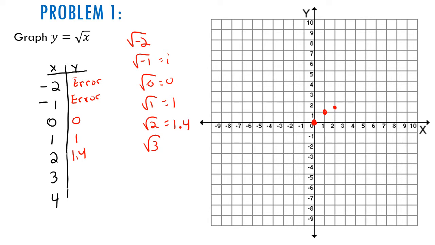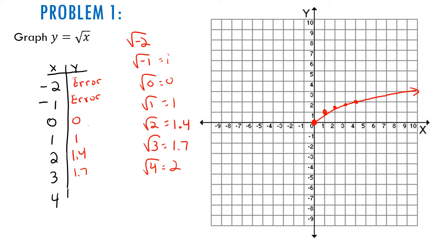Square root of 3, that's 1.7. So, about there. Sounds good. And then the square root of 4 is the number 2. Nice whole number. And we can keep going and going, but basically the graph starts at 0 and it curves this way. And so this is what a square root graph looks like.